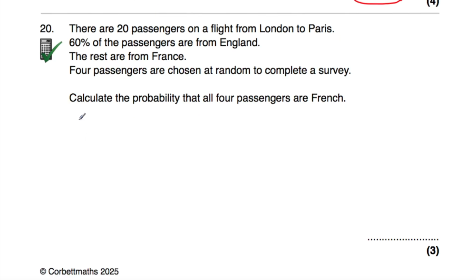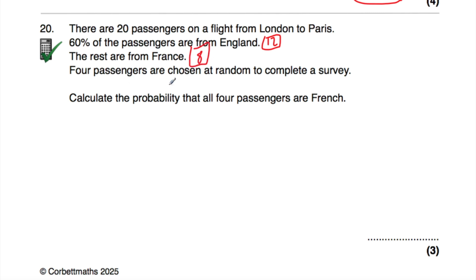Okay, let's look at our next question, question number 20. So question number 20 says there's 20 passengers on a flight from London to Paris. So it must be quite a small plane, or just not very many passengers on it. And we're told that 60% of the passengers are from England. So we can work that out. We could do 60% of 20. And actually, let's just do that. 10% would be 2. So 60% would be 12. So there's 12 passengers from England. And the rest are from France. So that'll be another 8. So there's 8 French passengers.